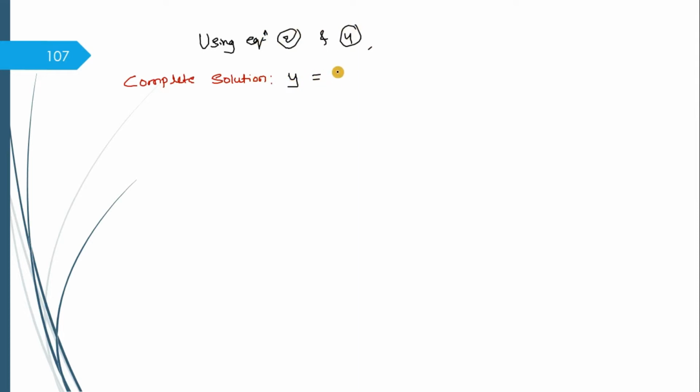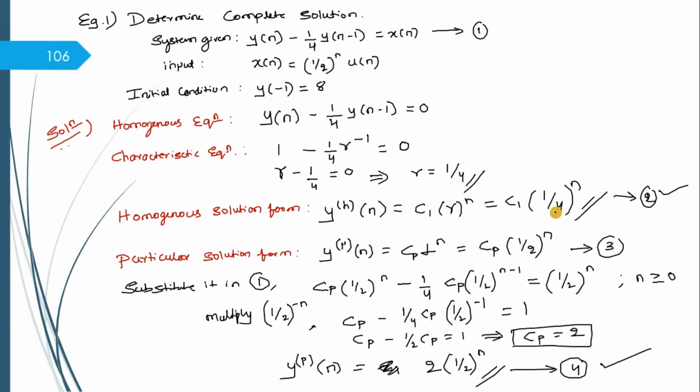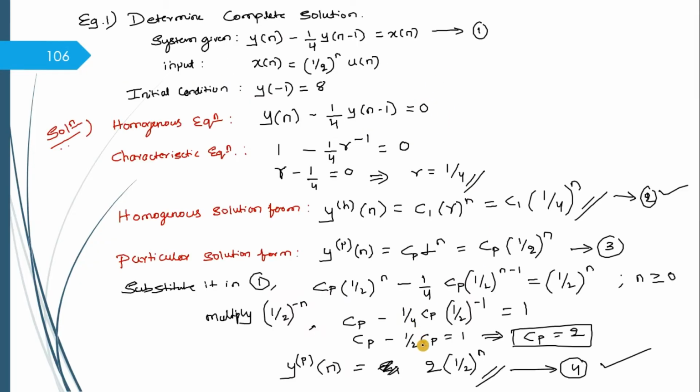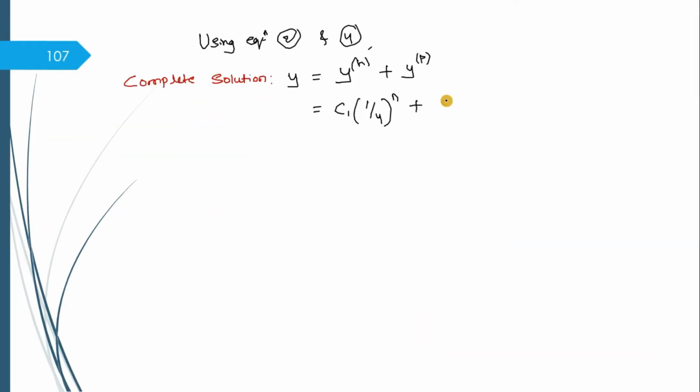Complete solution is given by y is equal to yh plus yp, that we know. So by referring to equation 2, I write yh. So yh is c1 into 1 by 4 raised to n plus, and yp is 2 into 1 by 2 raised to n. So this is a general form of the complete solution. Now we have to apply the initial condition. This I denote as equation 5.